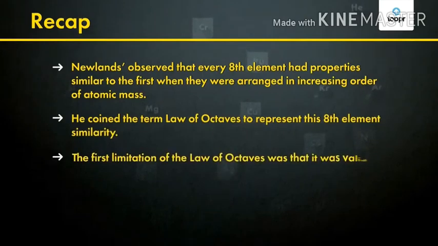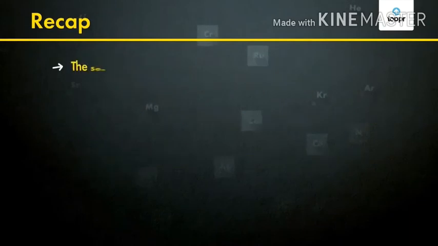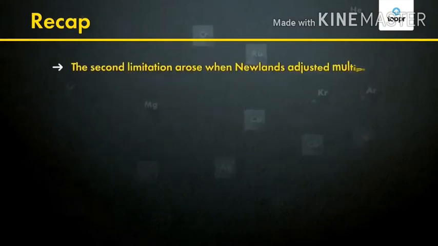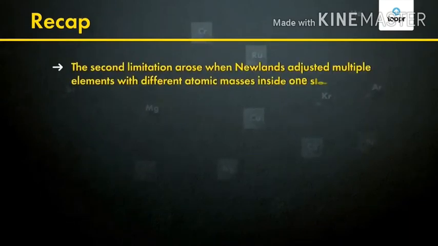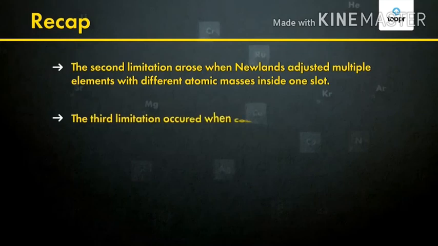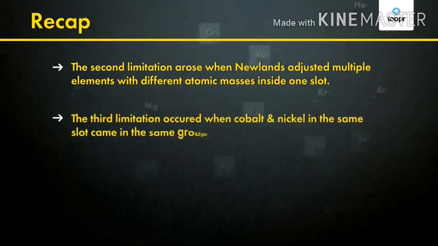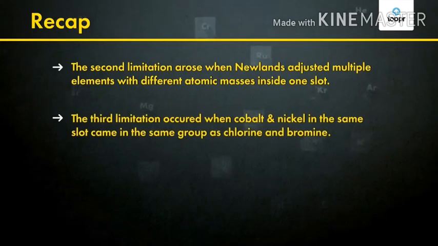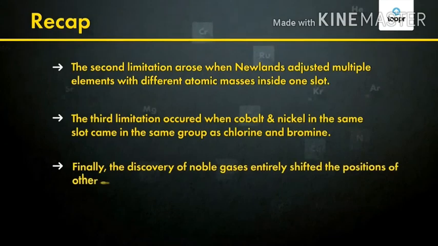The first limitation of the law of octaves was that it was valid only till calcium. The second limitation arose when Newlands adjusted multiple elements with different atomic masses inside one slot. The third limitation occurred when cobalt and nickel in the same slot came in the same group as chlorine and bromine. Finally, the discovery of noble gases entirely shifted the positions of other elements.